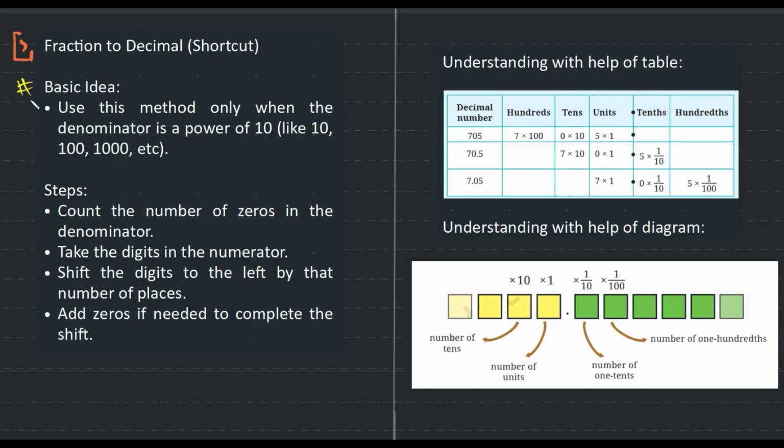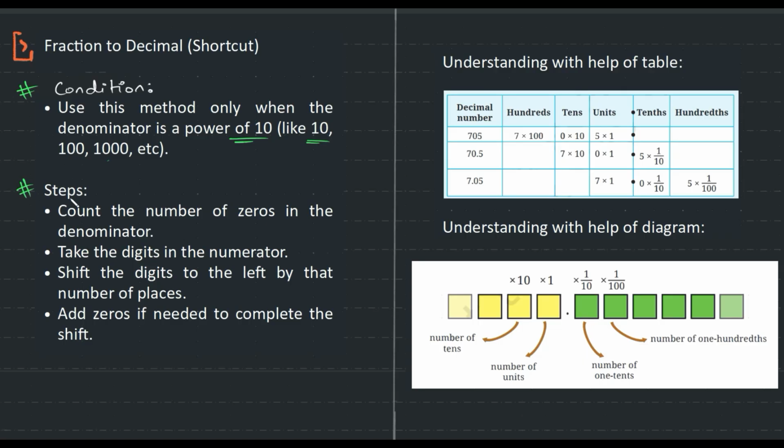So one simple condition is, it's more than a basic idea, it's a condition actually. The condition being, we'll use this method only when the denominator is a power of 10. That is, in the denominator, only if we have 10, 100, 1000, 10,000, so on and so forth. We'll use this method only then. If it's not, we have to use some other method that we are not going to discuss now.